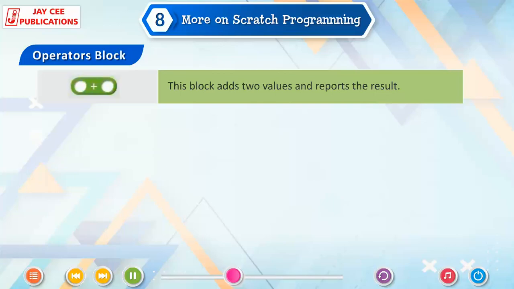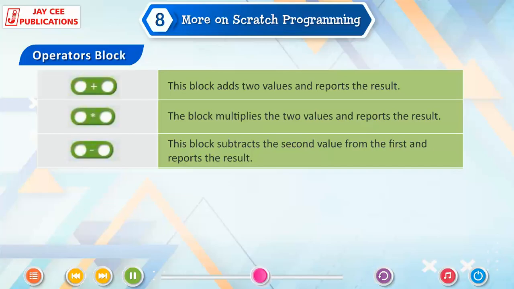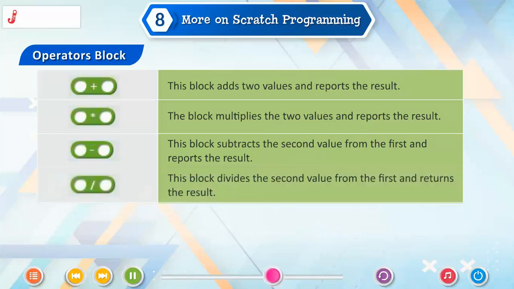This block adds two values and reports the result. This block multiplies the two values and reports the result. This block subtracts the second value from the first and reports the result. This block divides the first value by the second and returns the result.